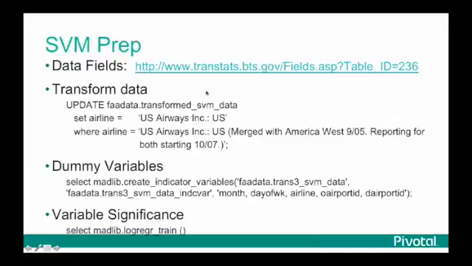So for this example, I used FAA data, specifically from the on-time performance table, and you can get more information about this data by going to this link. In order to have data the SVM algorithm can process, various transformations were needed. Here I provided a couple of examples, such as performing updates and creating dummy variables. I also used logistic regression to get a sense of significant independent variables to pass to the SVM algorithm. Included in this MADlib series are other videos on creating dummy variables and logistic regression if you'd like to know more about how to execute these functions and what they do.